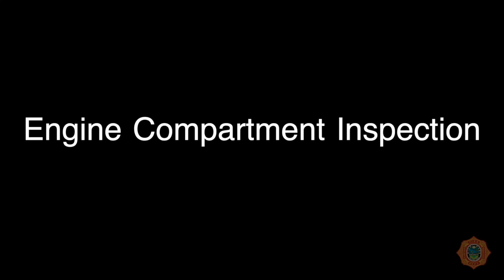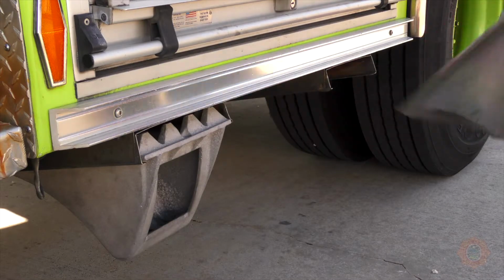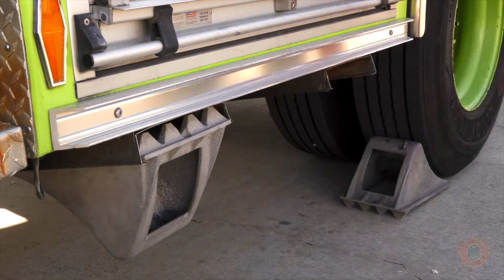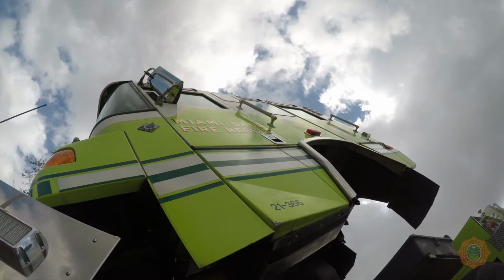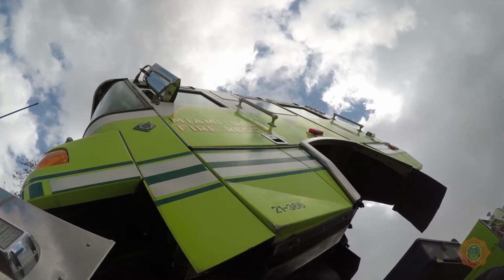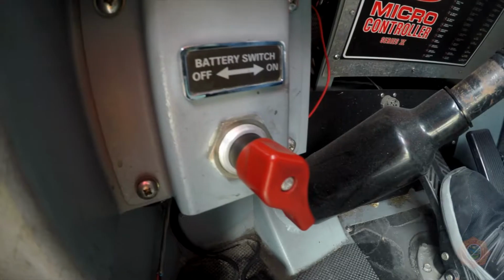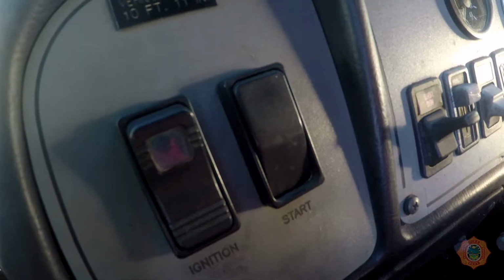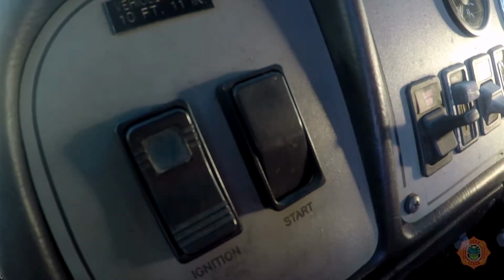Perform an engine compartment inspection and routine preventive maintenance. Shut down the apparatus and chock the wheels. Locate the cab controls. Before tilting the cab, be sure there is adequate vertical clearance and secure all loose equipment in the cab. Ensure the battery switch is on. Some trucks require the ignition switch to be engaged as well.